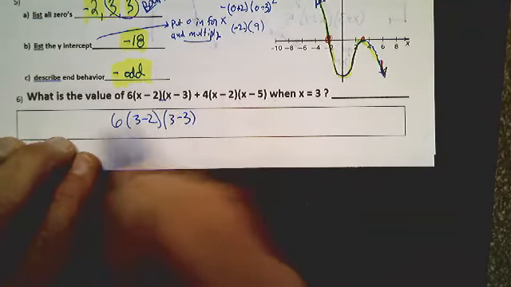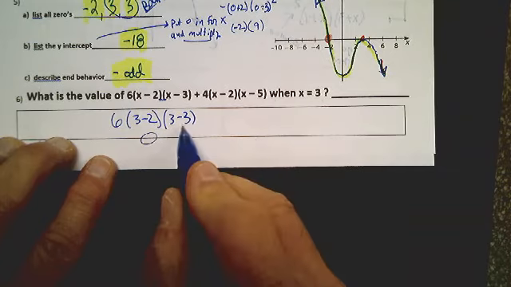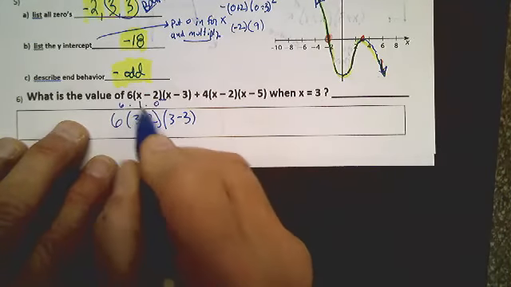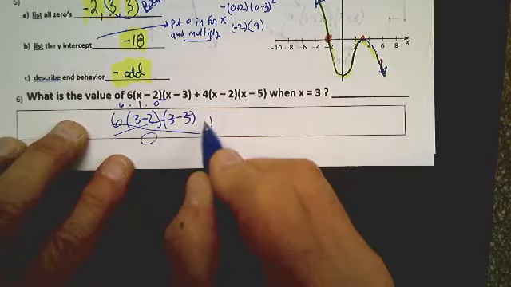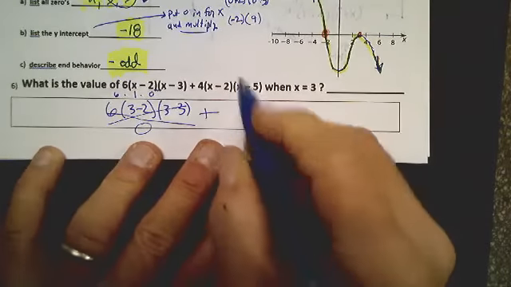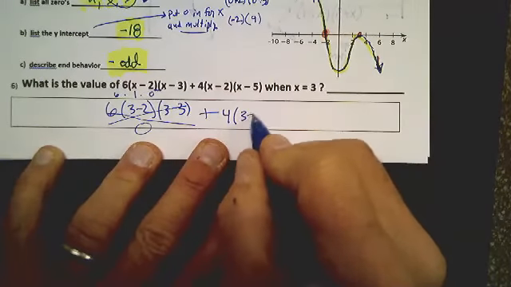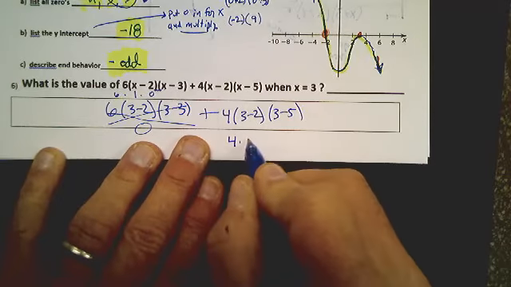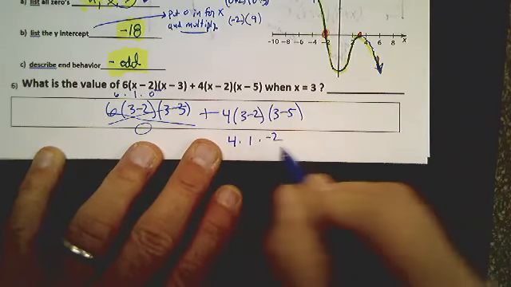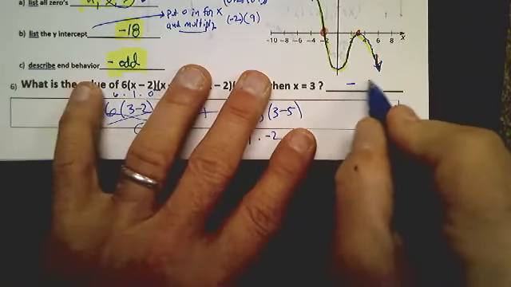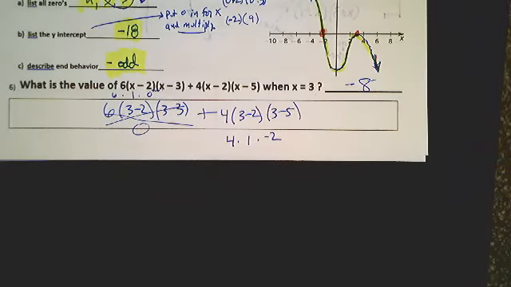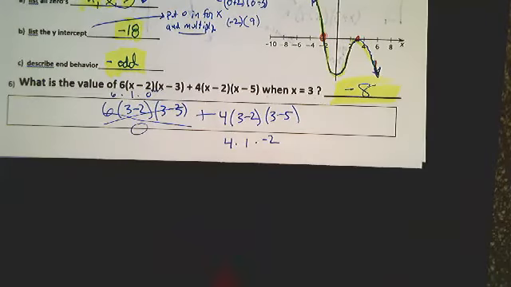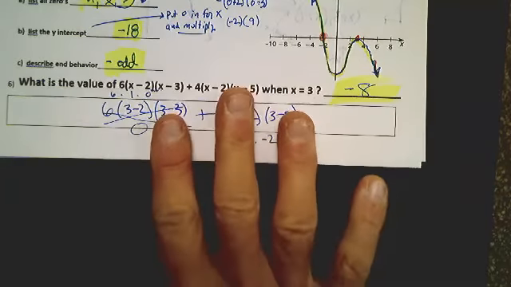So this wipes out all this stuff. This is 0 because that's 0. See? 6 times 1 times 0 is 0. So I got to work on this side. So I have 4, 3 minus 2, 3 minus 5, 4 times 1 times negative 2 is negative 8. Negative 8.